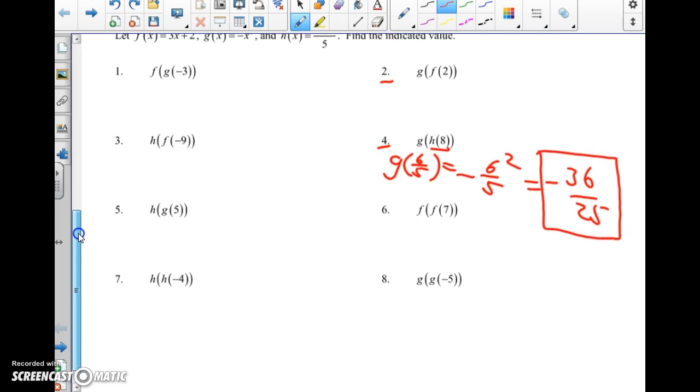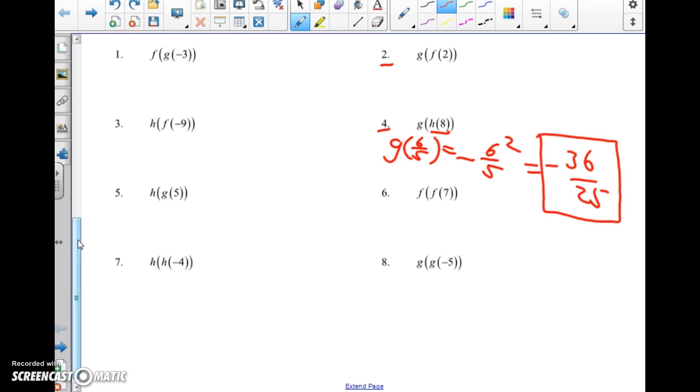Okay, so we're doing g of negative 5, number 8, right? Here's g of x, which equals negative x squared. Now we're going to put negative 5 in there. So this is negative, and then we got negative 5 squared. How much is negative 5 squared? 25, and then put a negative on it, so it's going to be negative 25. There you go.